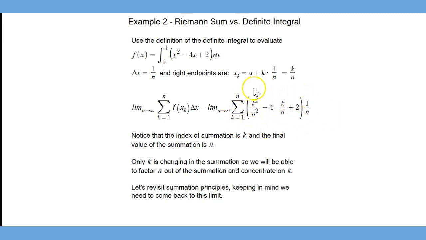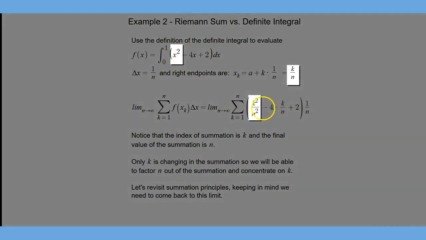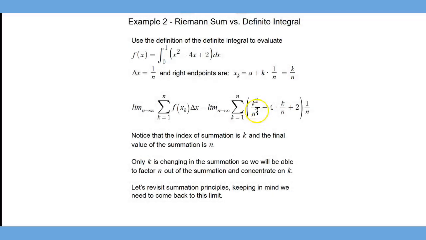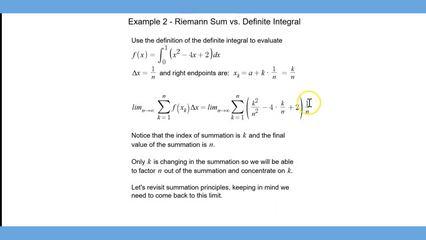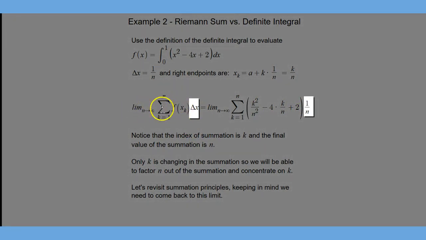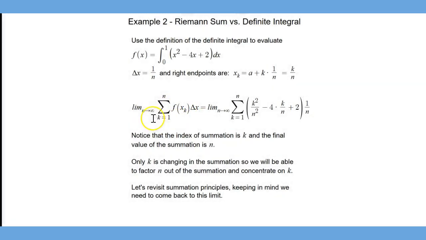So notice what this is. My right endpoints are going to be k over n, where k is my counter from 1 to n. And so those are my x values that I'm going to evaluate this function at. So I replace x with k over n in that function. So I'm taking the sum of that function evaluated at k over n multiplied by delta x, because that is the definition of the definite integral, the limit of this Riemann sum as n goes to infinity.